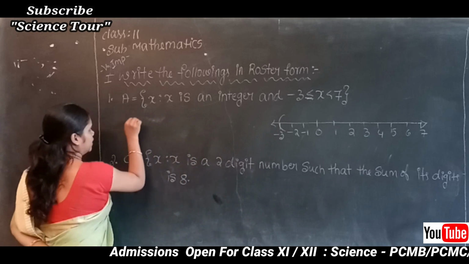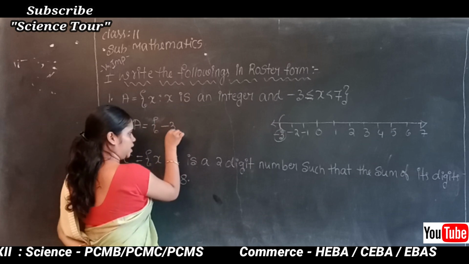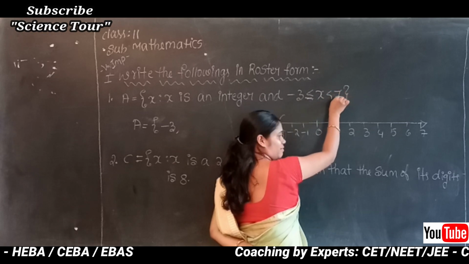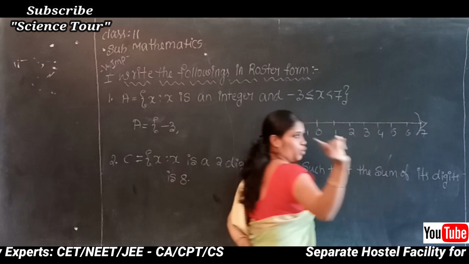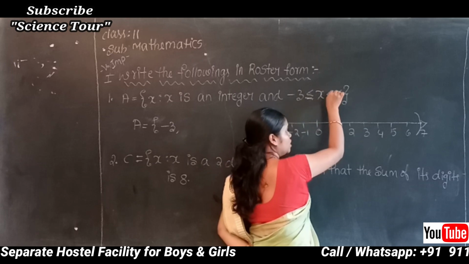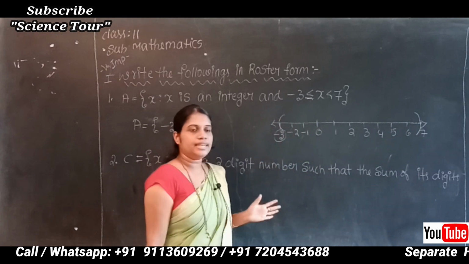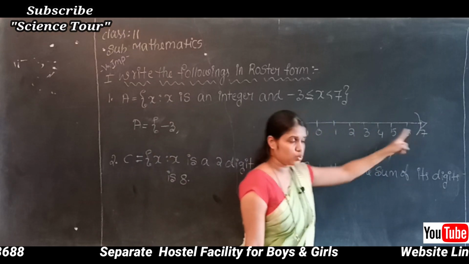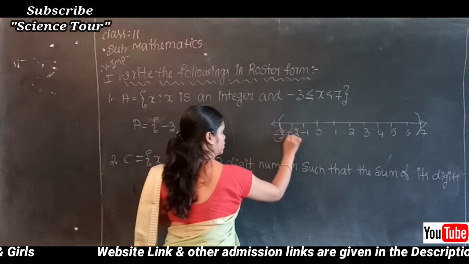So I'll write A is equal to, the first integer is -3. Next, your integer must be less than 7. So where is your 7 here? This is your 7. Can I choose this 7? No, because the equal to symbol is not there, only the strictly less than symbol is there. So I cannot choose this 7. Now you have to write all the integers in between -3 and 7. Seven you cannot choose, but -3 you have to choose. Tell me the number after -3, what is the next number?